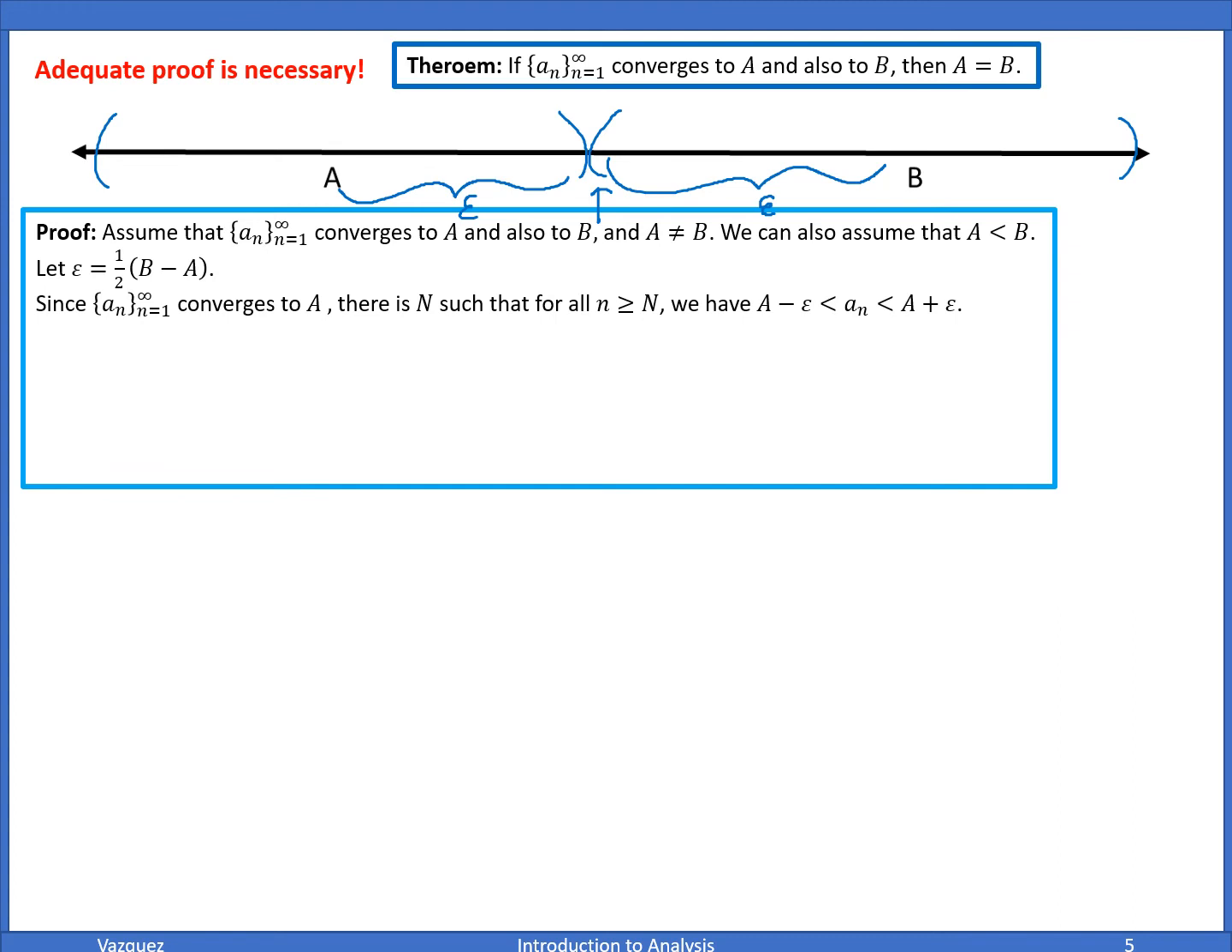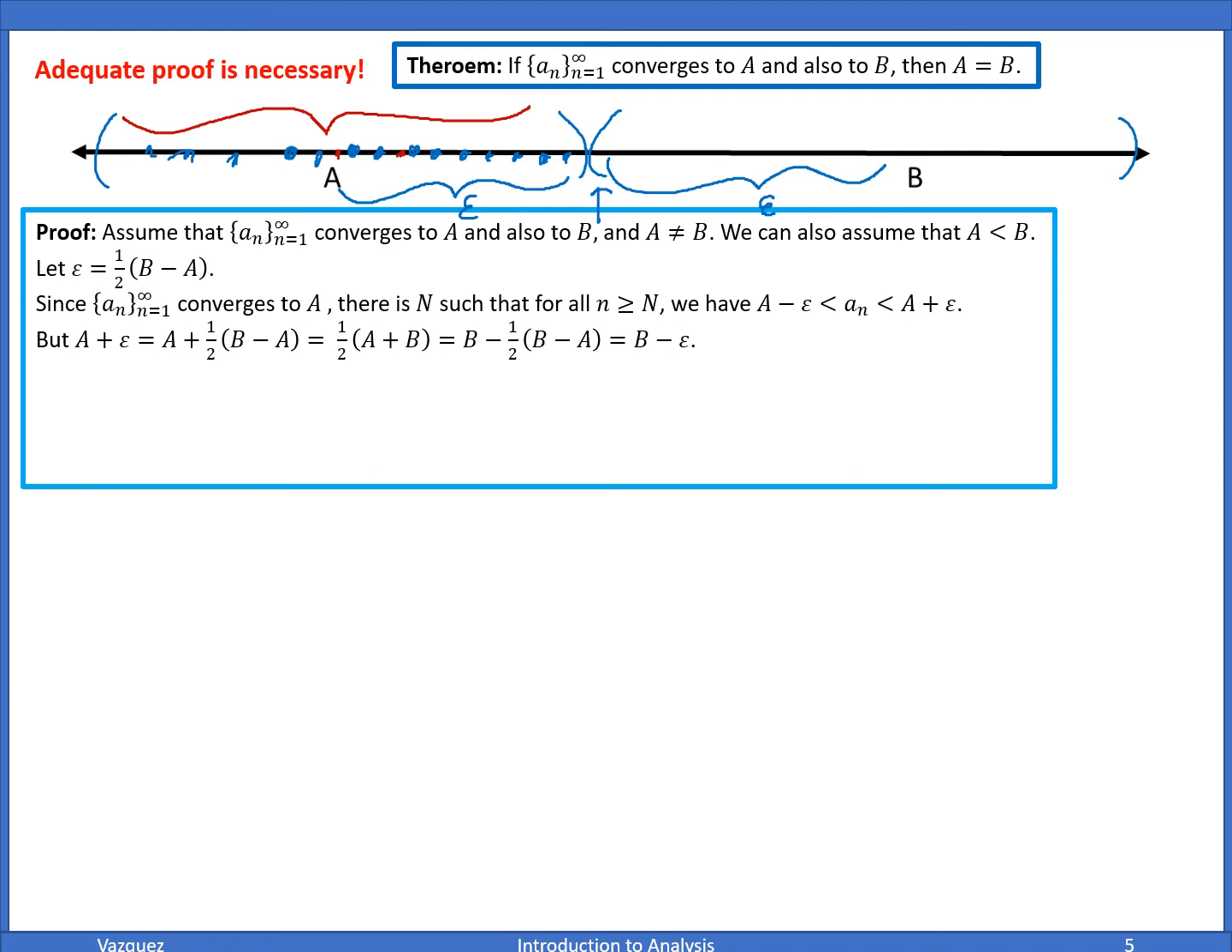Well, since A sub n converges to A, there's an n such that all the points after that n are going to be within this epsilon neighborhood of A. So after a certain point, the rest of the infinite number of points of the sequence will be within this epsilon neighborhood of A, of this A. After a certain n. So if you can already see where this is going, that means that there are a finite number outside of that epsilon neighborhood of A. Right?